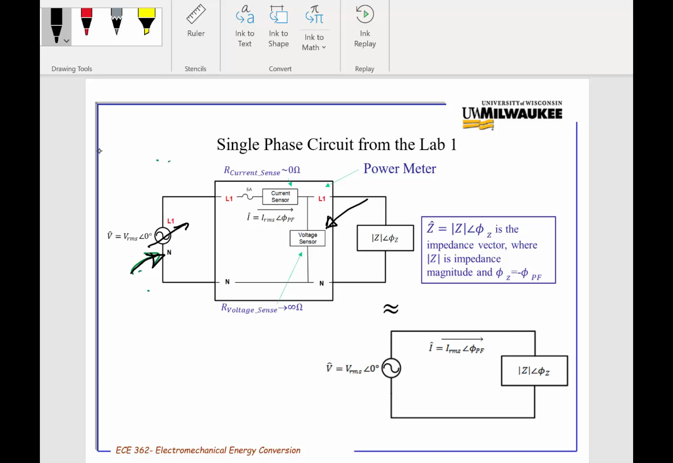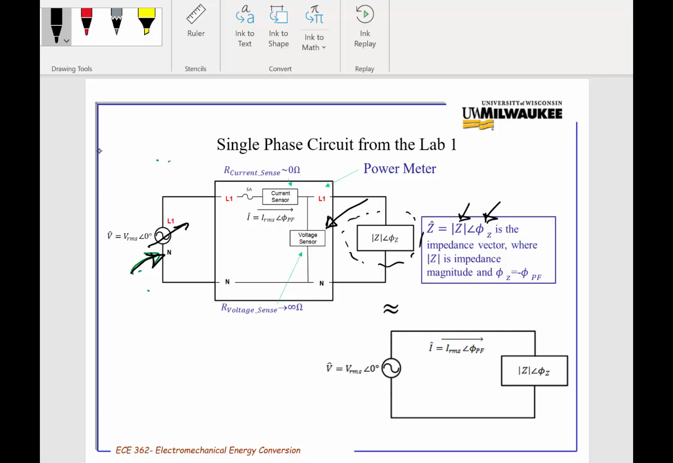And what you have on the other end is a load, and the load is an impedance that has, in phasor form, an impedance magnitude and an impedance phase.